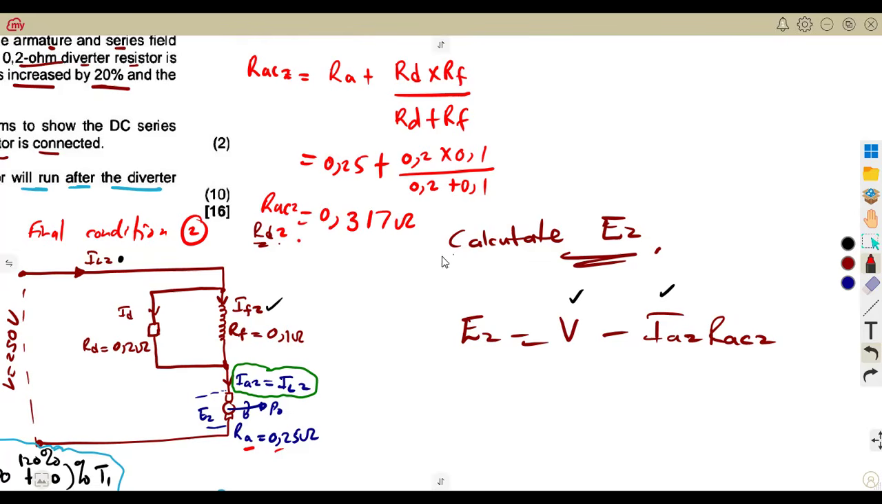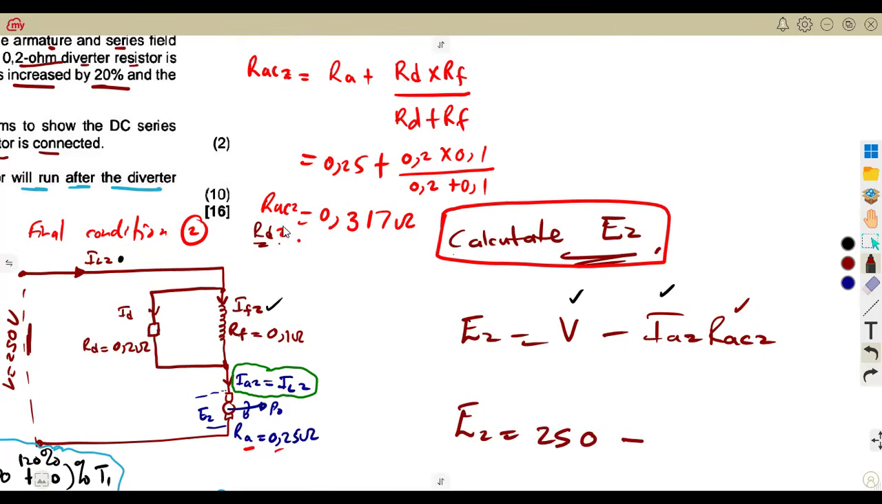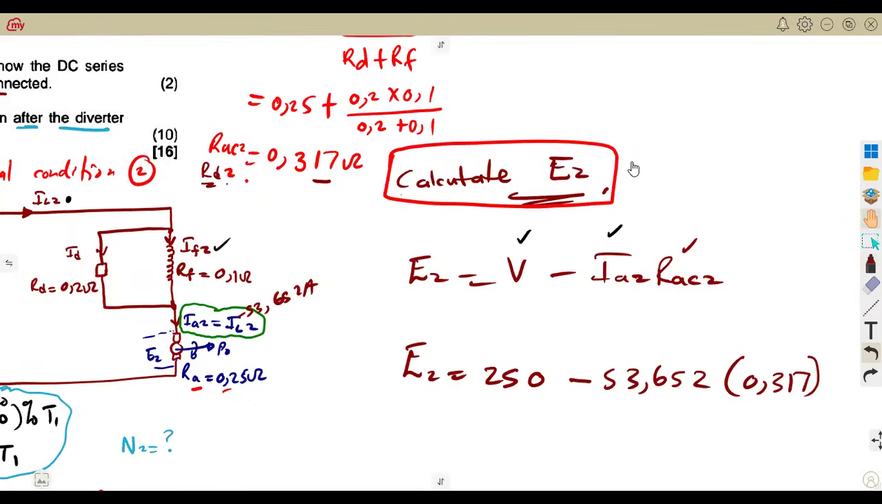And with that, E2 can now be obtained, because we are saying it is from this formula and we now have the resistance of the armature. So V, the terminal voltage, is 250. Armature current 2, we calculated this, if you still remember, it was 53.652. Remember that value, guys. 53.652. The resistance of the armature circuit, 0.317.